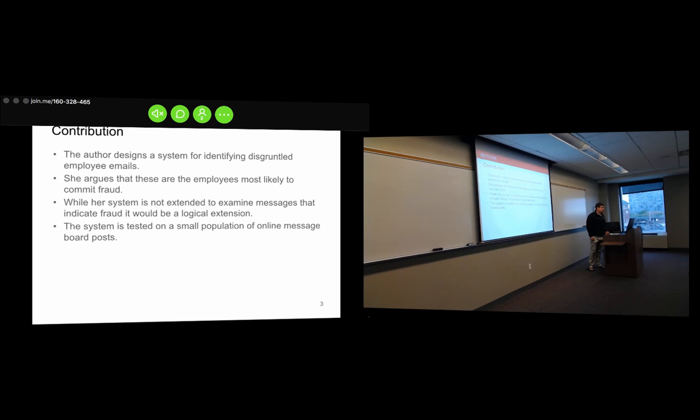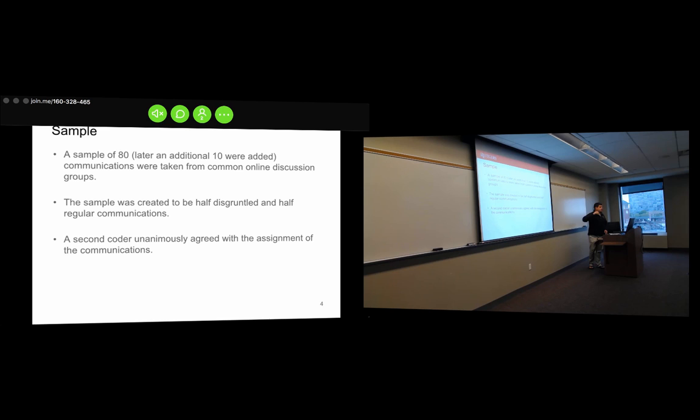So basically the sample was 80. She later adds 10 more at the very end for classification. I wasn't really clear on why she did this. But basically she took them from online discussion boards. And she said that when she was drawing the sample, half of them were drawn to be non-disgruntled employee posts, and half of them were designed to be disgruntled employee posts. And she had a second coder review the data, and they assigned them identically. So it was a 50-50 split, and there was unanimous agreement as to which were disgruntled and which weren't.